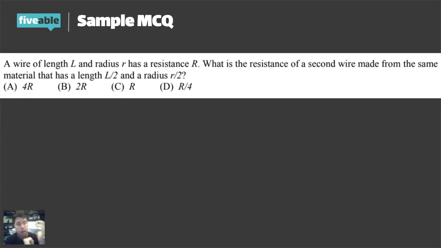Okay. So we're going to do the same sort of thing going on here. We have a wire length L, radius R, resistance big R. We're going to take the length and cut it in half. And we're going to take the radius and cut it in half as well. What's going to be the outcome for the overall resistance? Take a minute, ponder some math, and we'll see how we do.